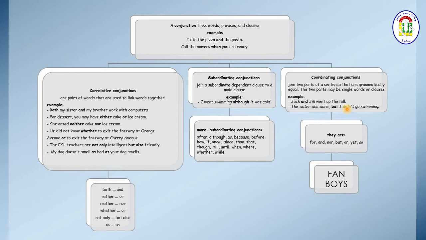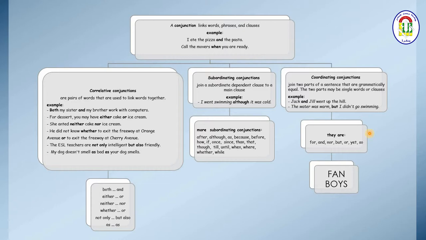Something else, my dear students. There is something here which is strange. Fanboys. What does fanboys mean? Fanboys is an abbreviation for the coordinating conjunctions that we have in English. We have for, and, nor, but, or, yet, and so. These are the only coordinating conjunctions we have in English. There are only 7. Okay?